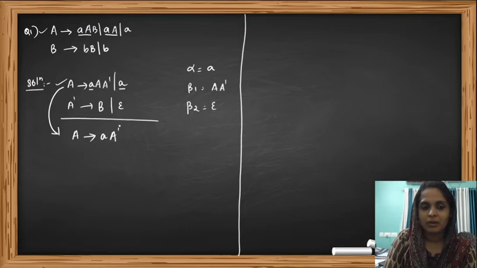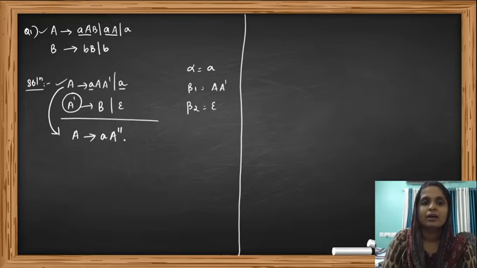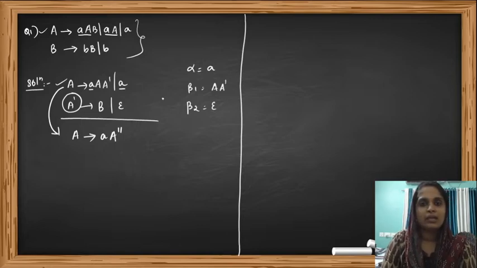But remember, we have already introduced the term A dash here, right? So we cannot use A dash again here. So what will we do? We will consider another variable, A double dash. Or you can use any other variable which is not present in this given grammar. You can use capital C, capital D, capital S, X, Y, Z. Any variable you can use. I am just using A double dash.